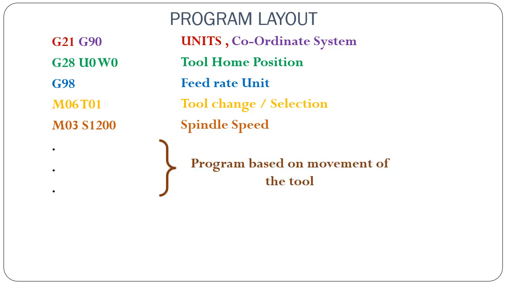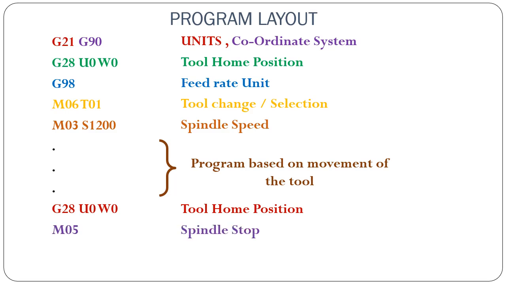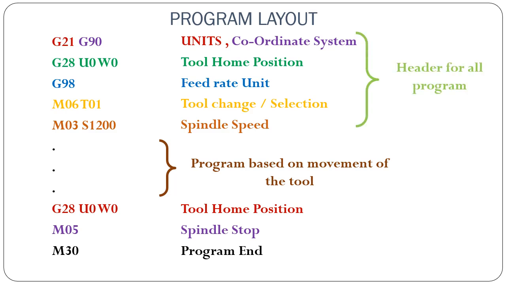At the end we use G28 U0 W0, moving the tool to home position. M05, stopping the spindle, and M30, ending the program. This is the overall program layout. The first 5 lines are the header of the program. The middle portion is the tool movement program, and the last 3 lines are the footer of the program.